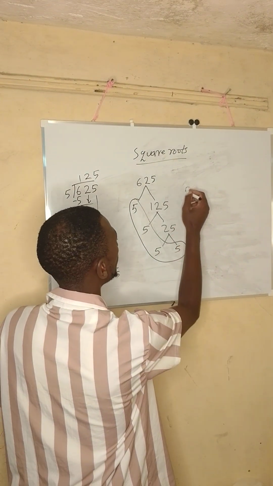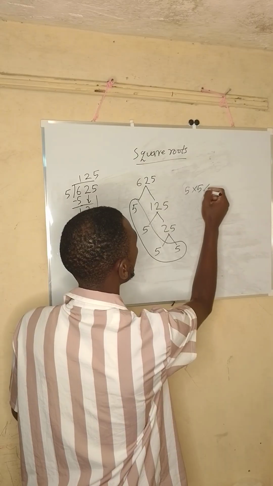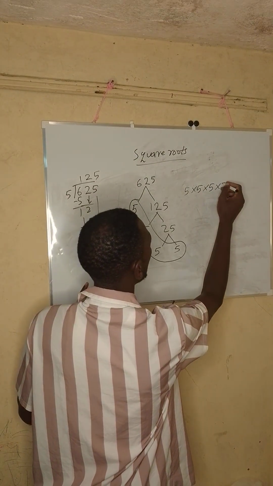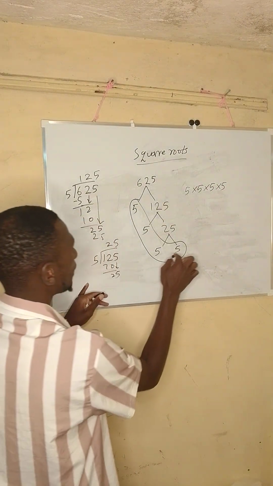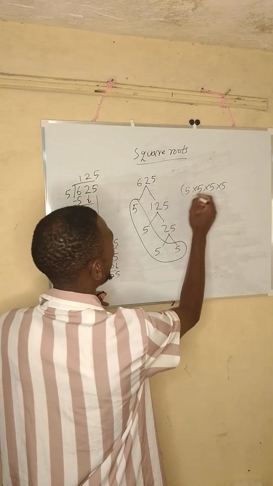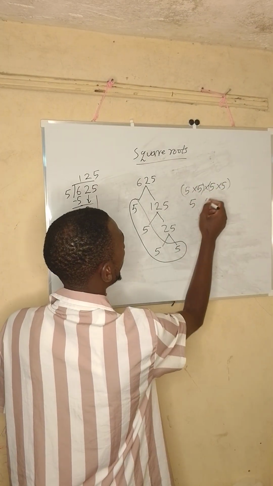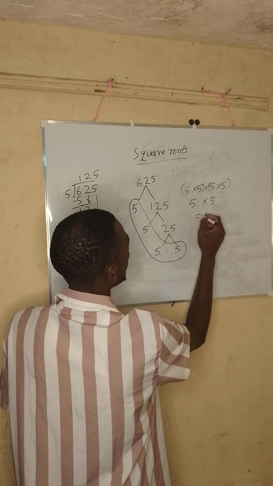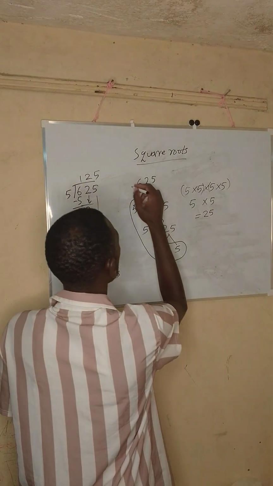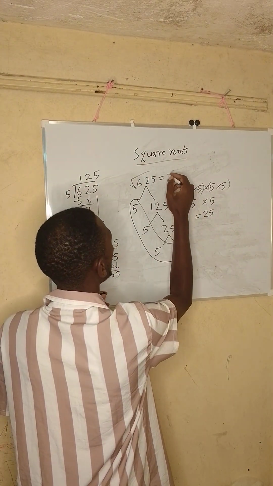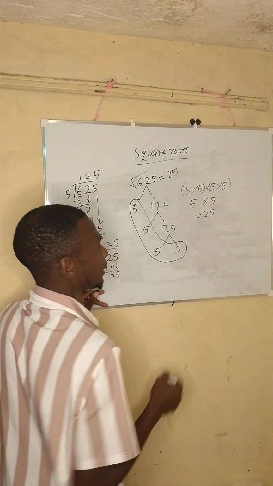So we have 5 times 5 times 5 times 5. So there are 4 5s, 1, 2, 3, 4. Then we pair them, then you pick one per pair. 5 times 5 is 25. So the square root of 625 is 25.